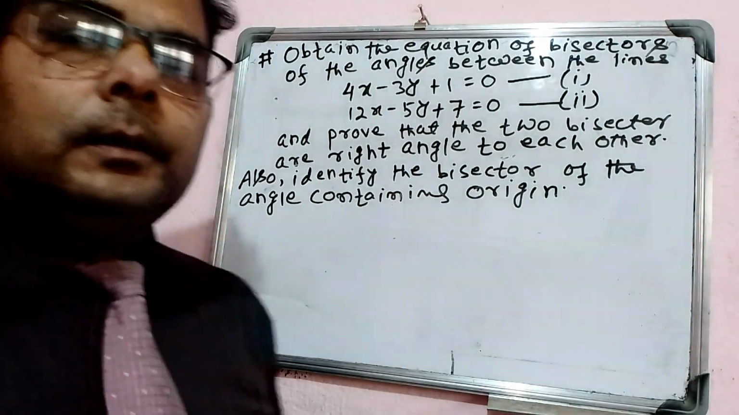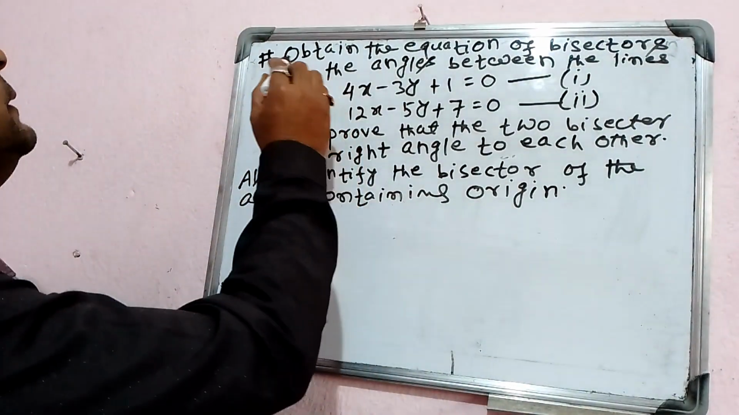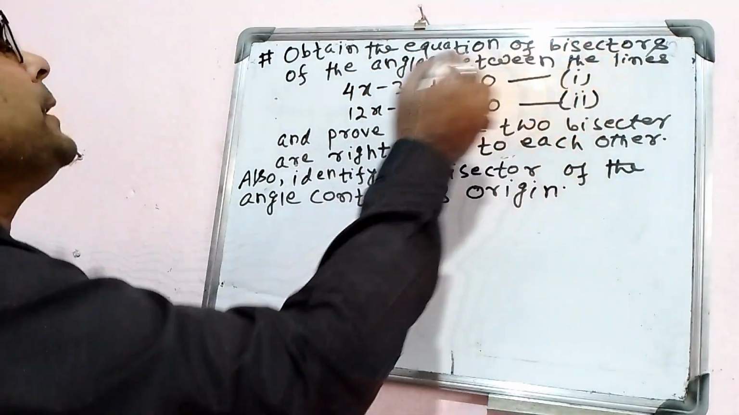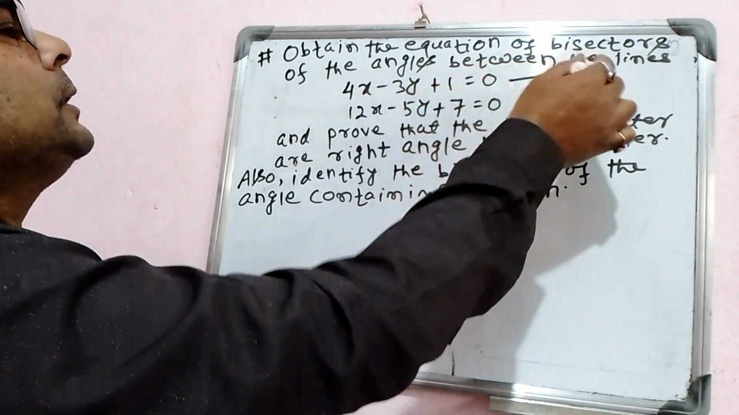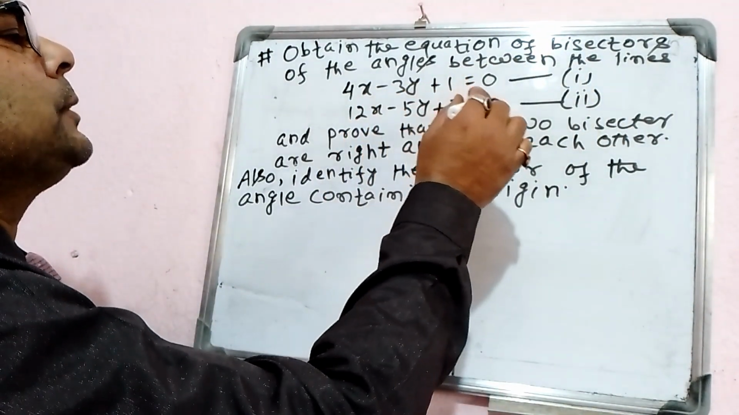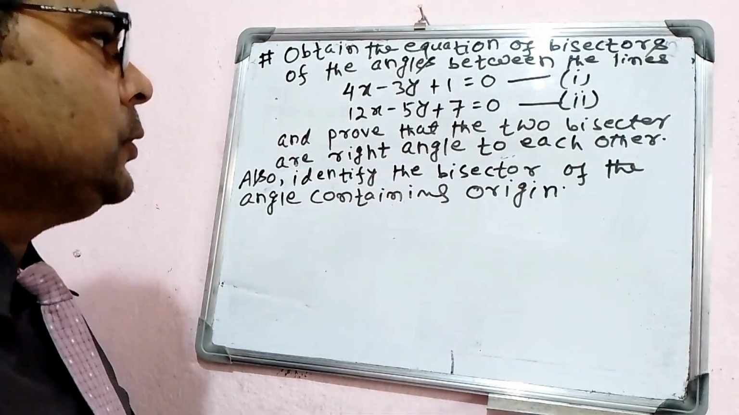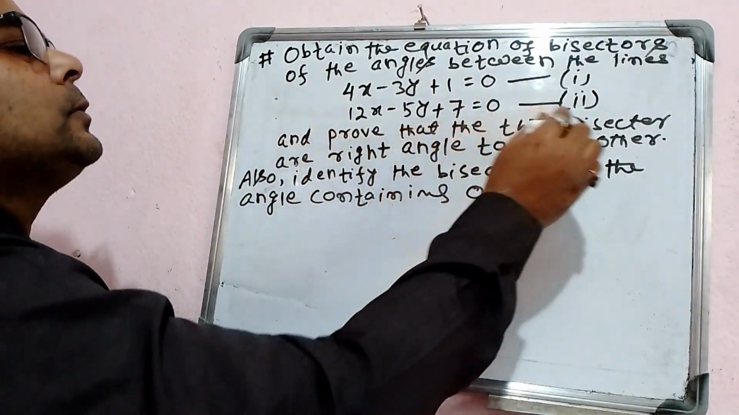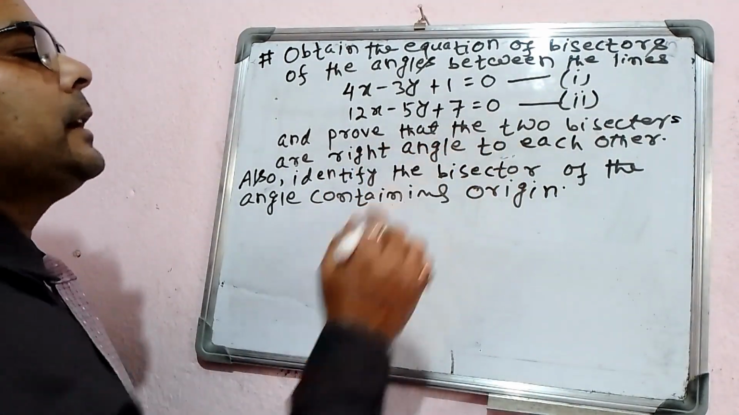So let's see one more question on the same topic. Here we have to obtain the equation of the bisectors of the angles between the lines 4x minus 3y plus 1 equals 0, call it equation 1, and 12x minus 5y plus 7 equals 0, which is equation 2, and prove that the two bisectors are at right angle to each other.